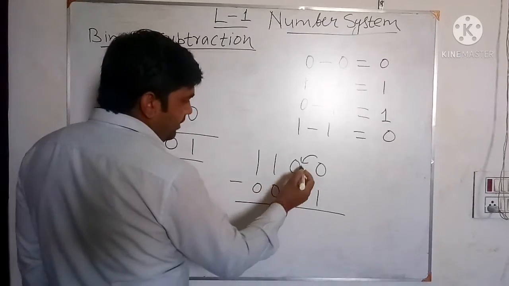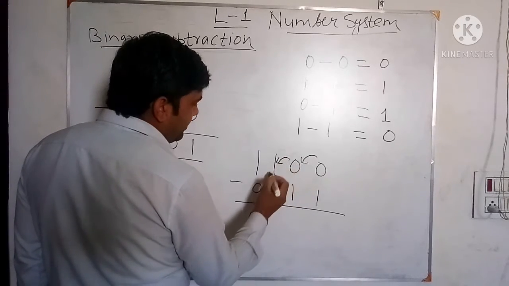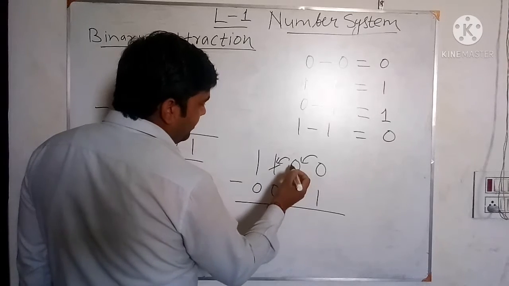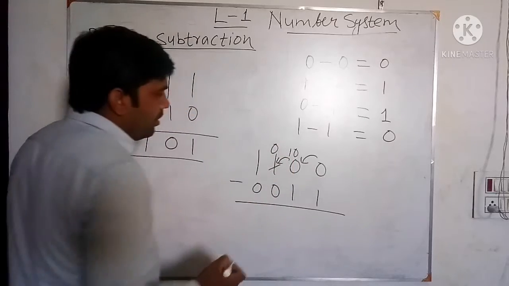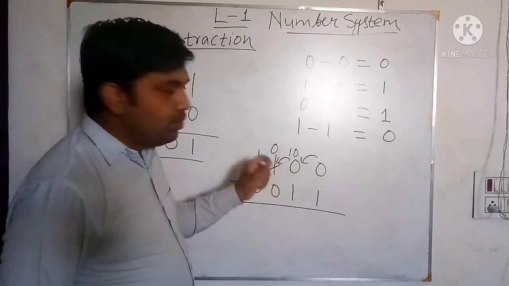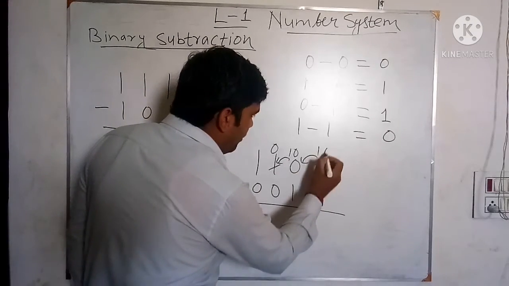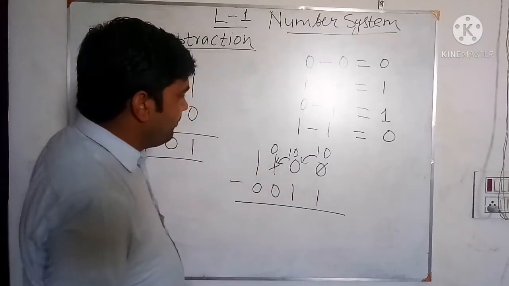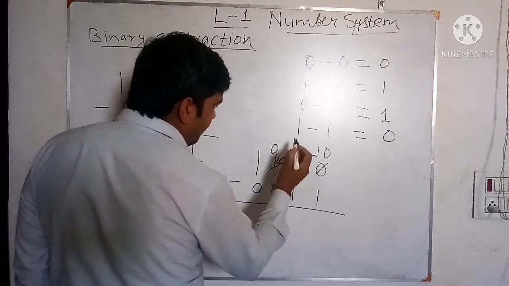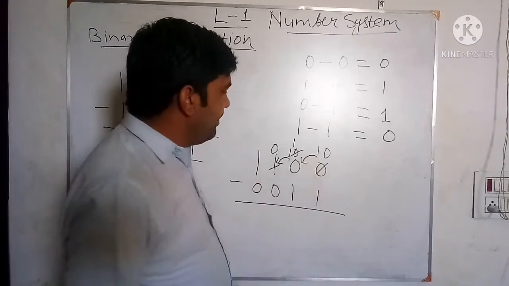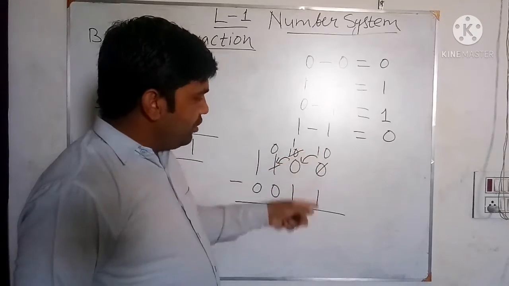So this 0 can only borrow if it borrows 1 from this 1. If we ask for a borrow from this, the 1 will give it. Now it will become 10 and the 1 will become 0. From 10, the value is 2. 10 means 2. Now from 2 it will give 1 to this number, and it will become 1. So 10 means its value is 2, and 2 minus 1 gives you 1.